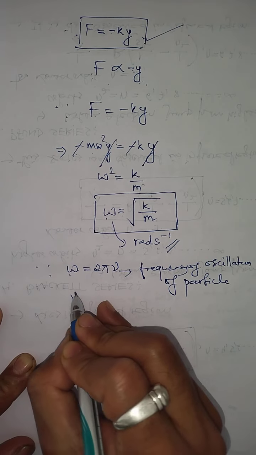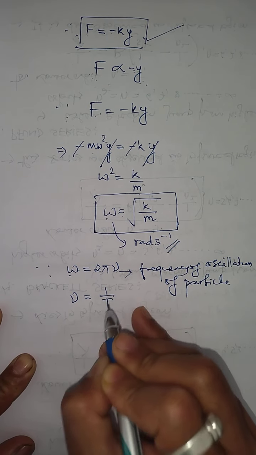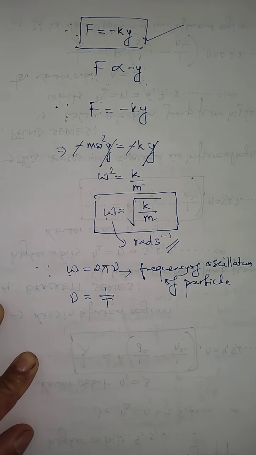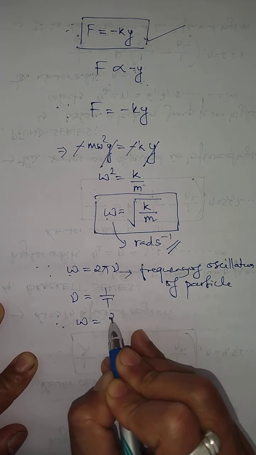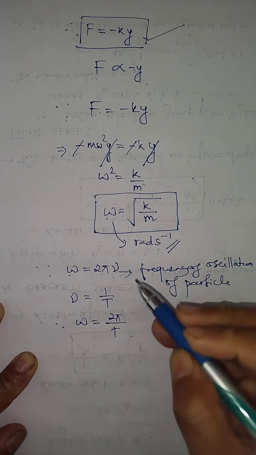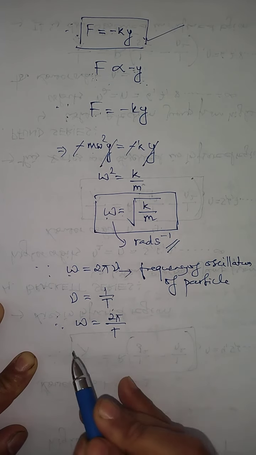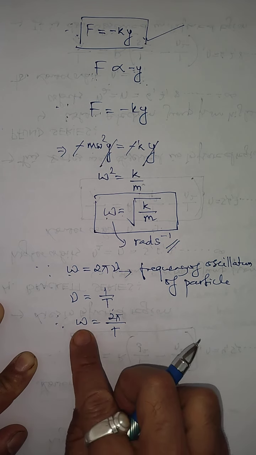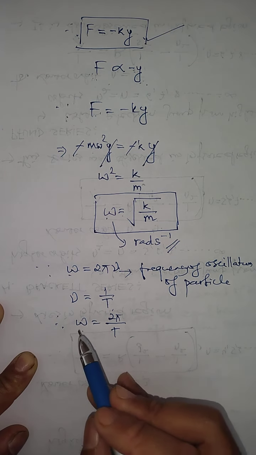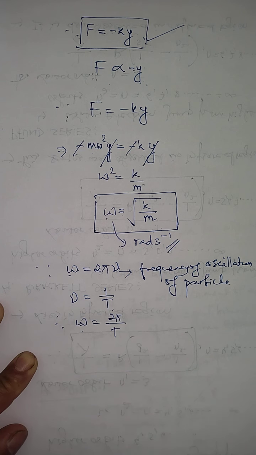And you know nu, frequency, equals 1 by T. Frequency and time period are reciprocal to each other. Yes, we have done it this way. That's why omega equals 2 pi by T. See, if I replace this nu by 1 by T, omega is always 2 pi by T. That's why, children, the relation between omega and T is given by this. Angular frequency is always equal to 2 pi by T.